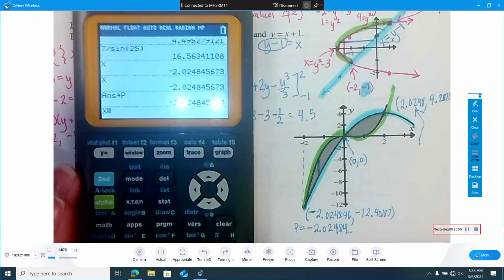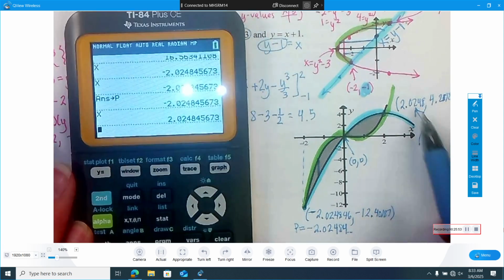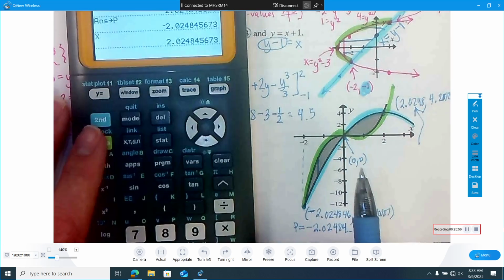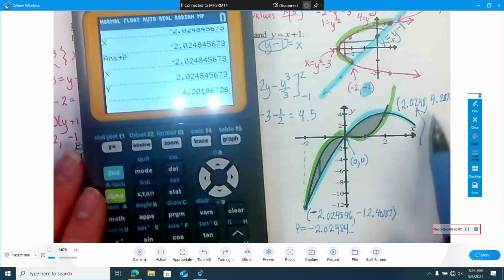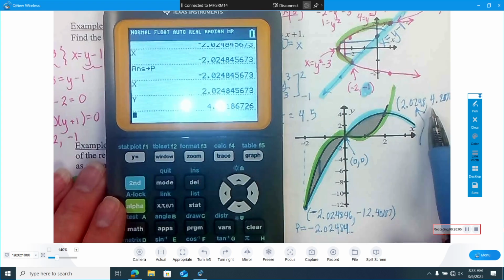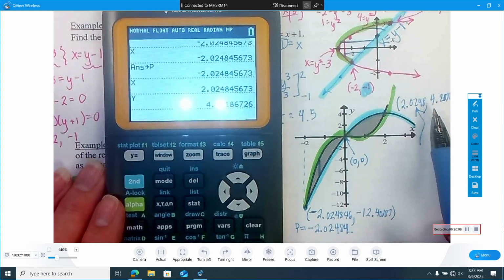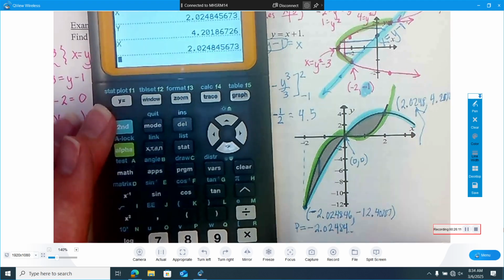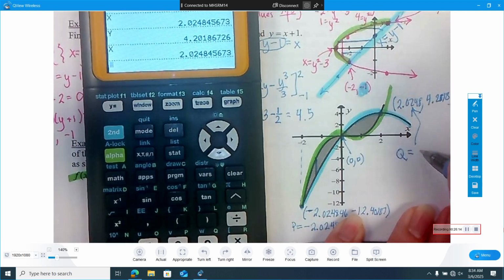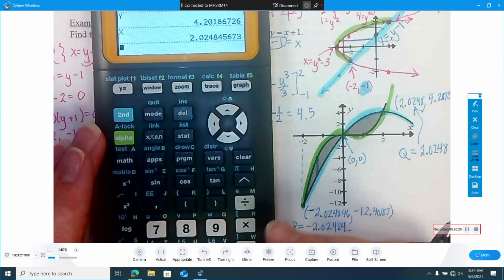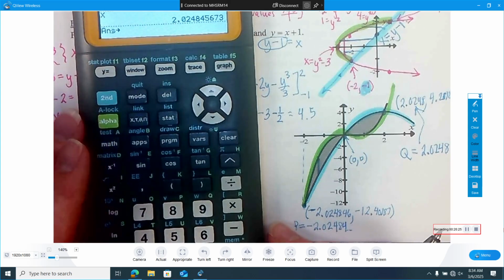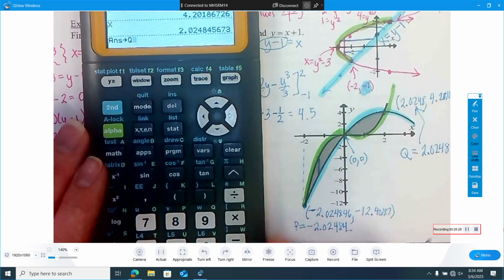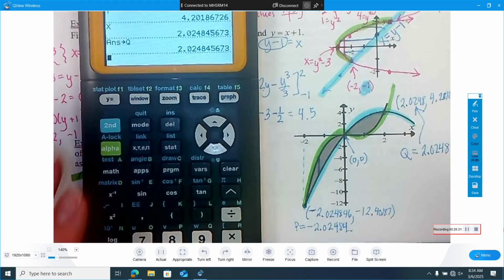Again, you can see now when I call up X, there's that positive 2.02 value. Also, if I did alpha Y, there's the Y value. So it stores both of those in X and Y. Now I need to rename it, otherwise I'm going to lose it. So I'm going to make that a Q. Q equals 2.0248 yada yada yada. I'm going to hit store, and I'm going to do alpha Q. So I'm storing that 2.02 value in Q.